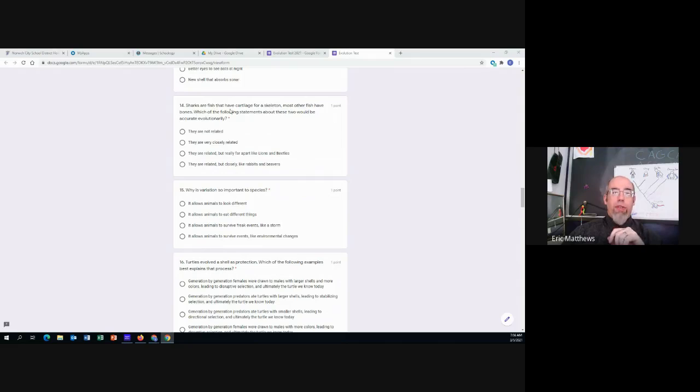So sharks are fish that have cartilage for a skeleton. Most other fish have bones. Which of the following statements about these two would be accurate evolutionarily? They are not related. They are very closely related. They are related but very far apart. Or they are related and closely related.